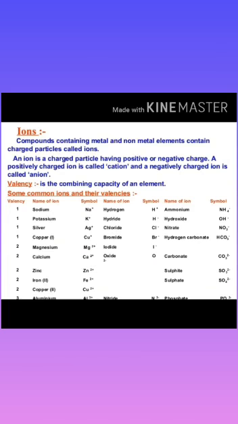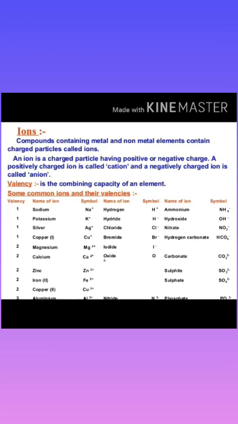Ions. Compounds containing metal and non-metal elements contain charged particles called ions. An ion is a charged particle having a positive or negative charge. A positively charged ion is called a cation and a negatively charged ion is called an anion. Valency is the combining capacity of an element.